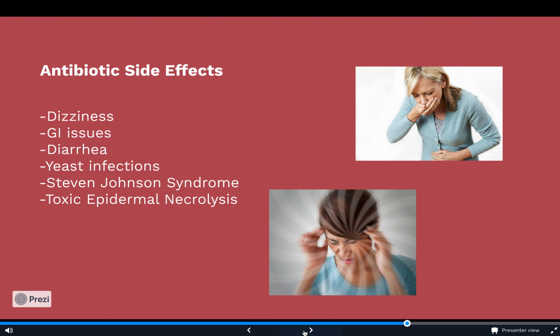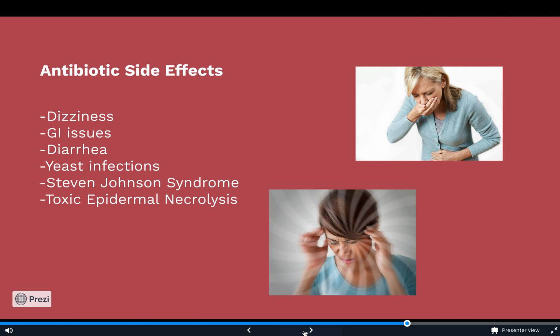The side effects of medications often include dizziness, gastrointestinal issues such as nausea, vomiting, lack of appetite, stomach pain, and heartburn, diarrhea, since the antibiotics may kill the flora in the gut and lead to an overgrowth of Clostridium difficile, which leads to loose stool.